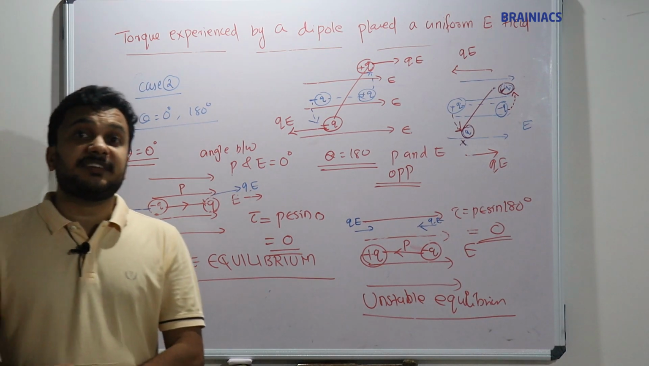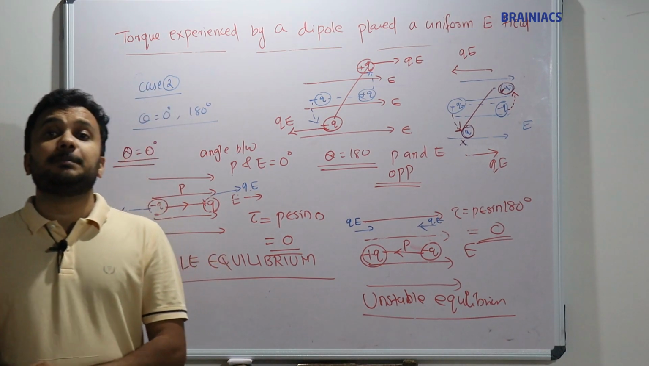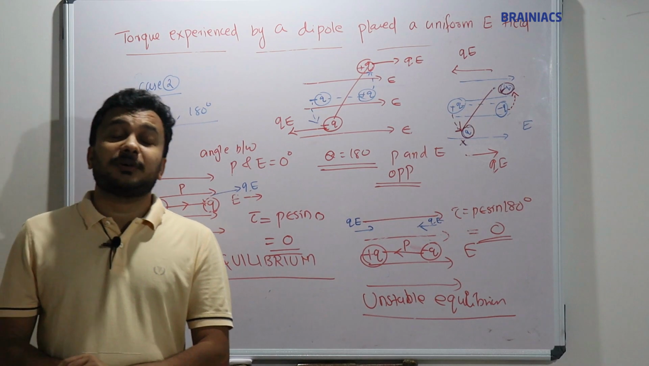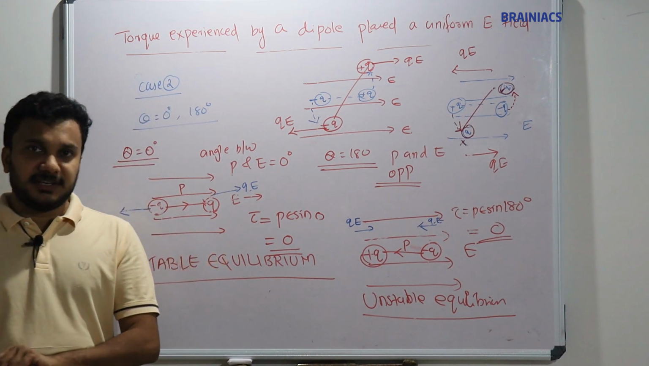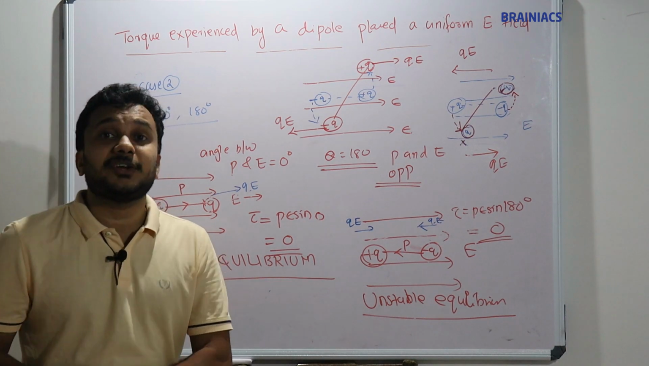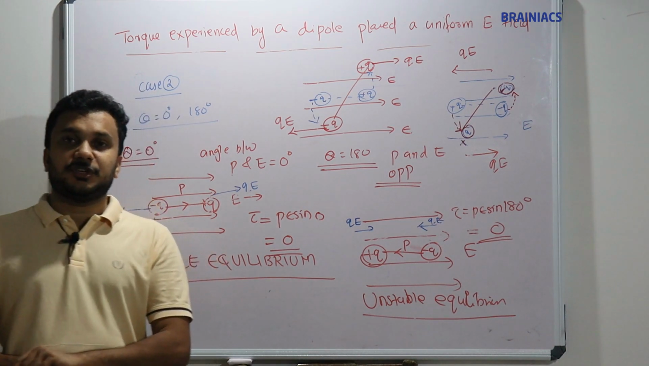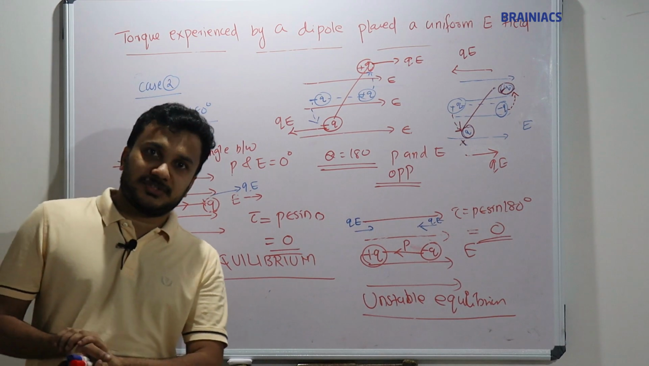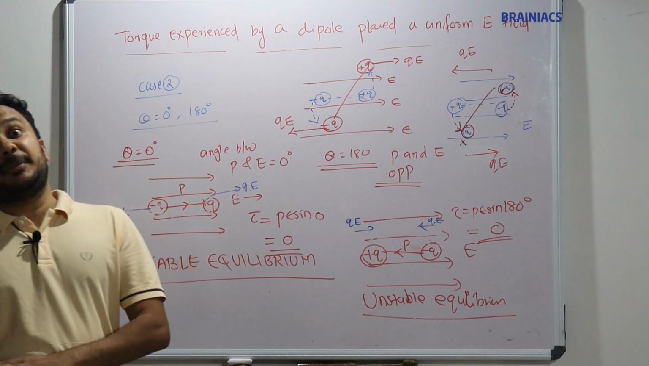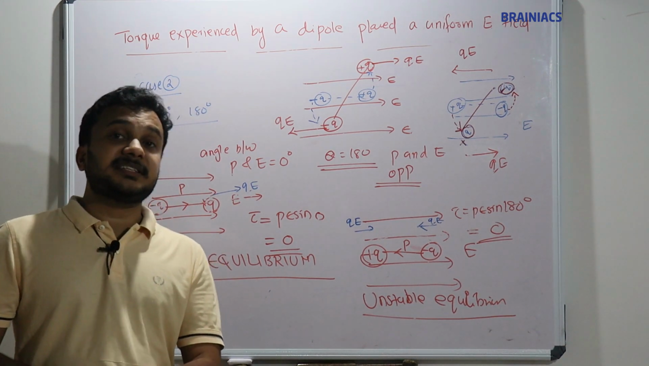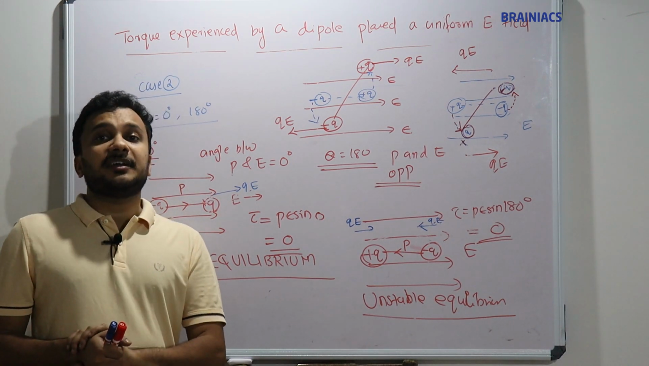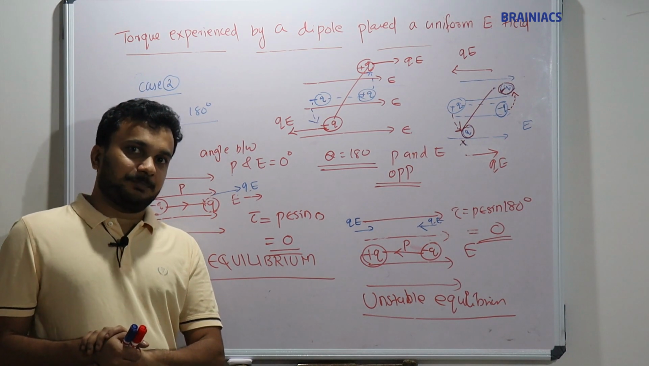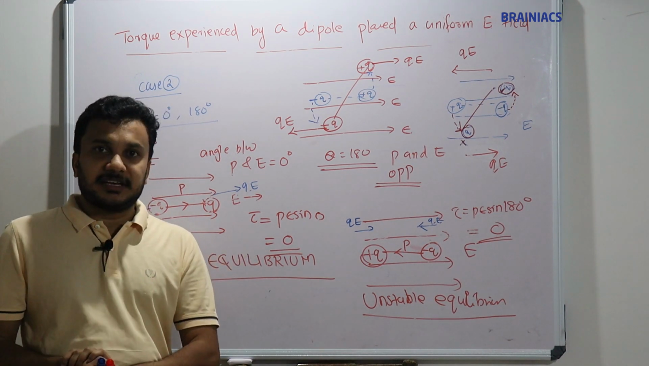Theta equal to 270 degrees, the angle between P and E is 270 degrees, which means we get torque equal to minus PE. Which means what? The torque is acting in the anti-clockwise direction. When theta equals 90 degrees, sine 90 will come, so we have a clockwise rotation. This is all about the special cases.